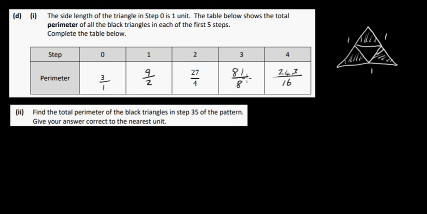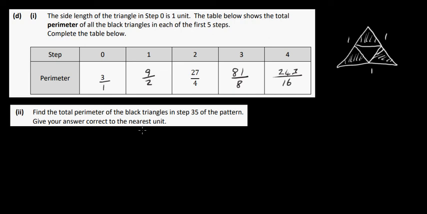Now, let's have a look here. We have to find the total perimeter of the black triangles in step 35 of the pattern. Give your answer correct to the nearest unit.